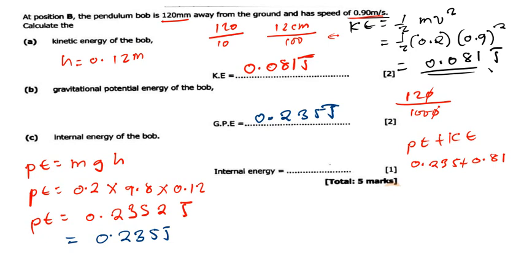0.081 plus 0.235. So the answer I'm getting now as the total is 0.316 joules. That is my internal energy.